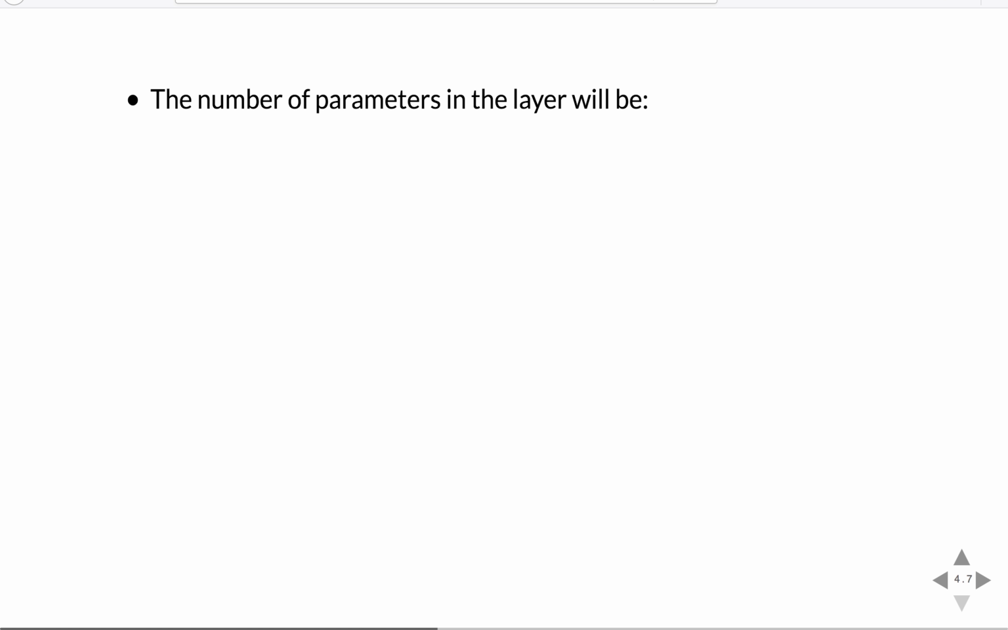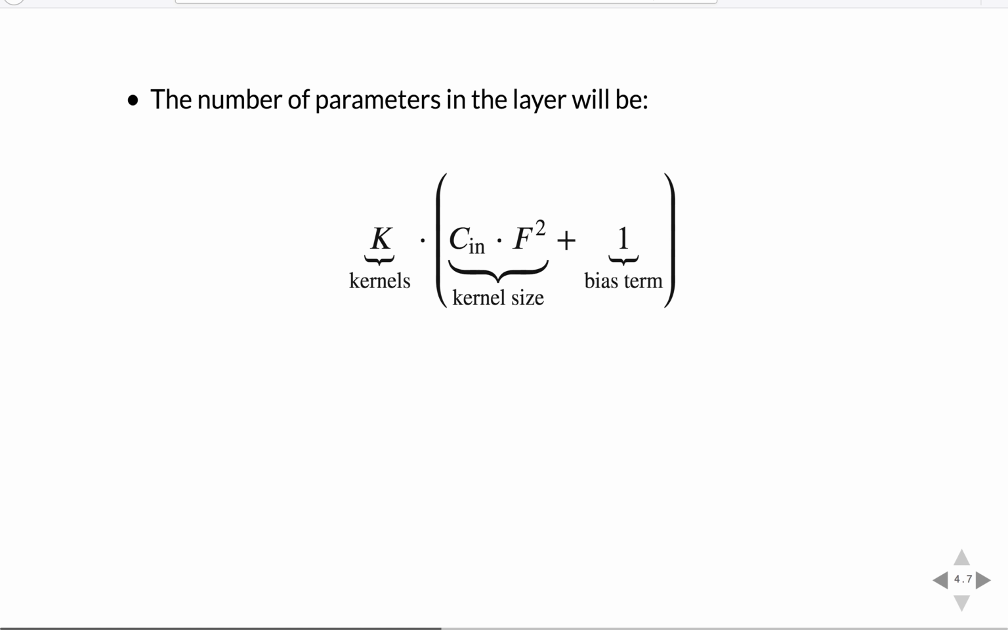So, anyone want to try to guess how many parameters are in a conv layer? Times f times f times k. Okay, almost. Remember that it's an affine transform. Yeah, exactly. So this is the number of filters, this is the dimension of each filter, and you need a bias term. So it's an affine transform. Okay, nice.